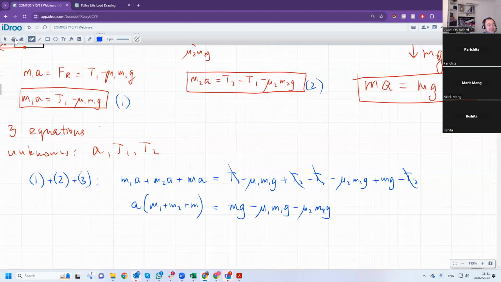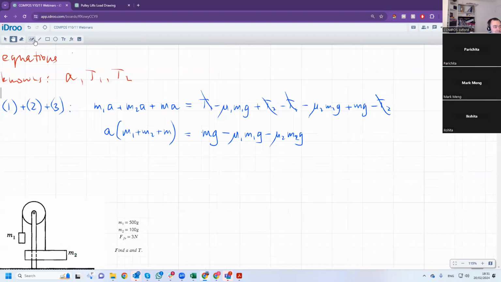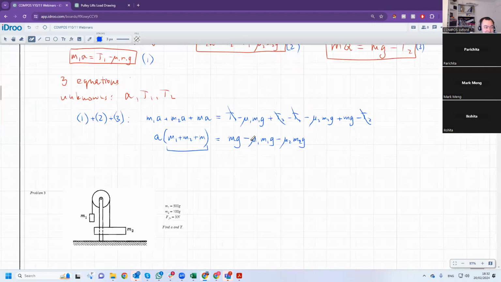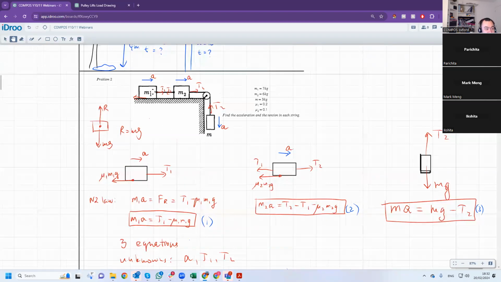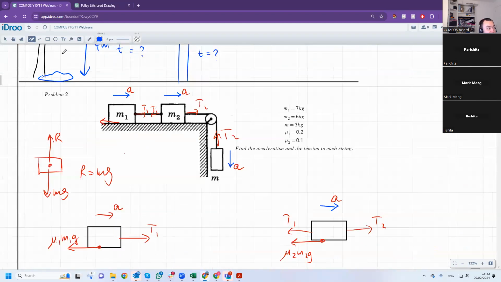It kind of makes sense because you have an object of total mass m1 plus m2 plus m, accelerating with acceleration a, and this acceleration is caused by three forces: mg pulling down and two friction forces that are preventing you from accelerating.